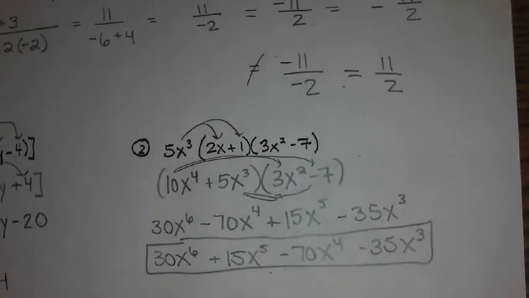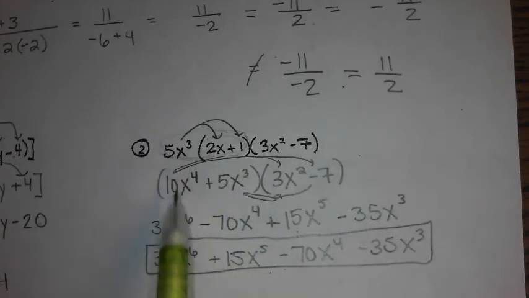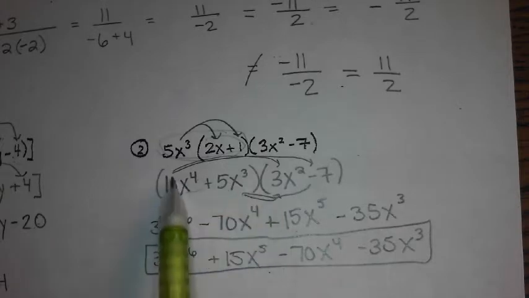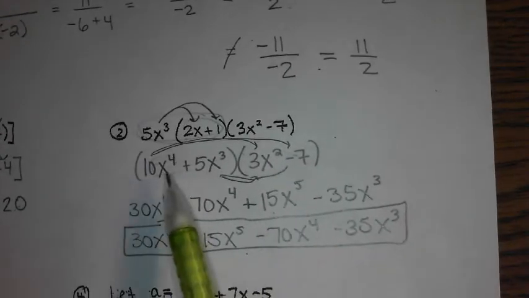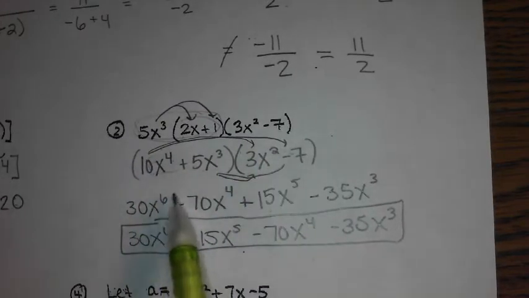Here's the way I did it. See, I distributed the 5x cubed first, just to the first one, got my 10x to the 4th plus 5x cubed, and then I went ahead and FOILed, or double distributed, whatever you call that. And little things with exponent rules, like an x to the 4th term times an x squared term becomes an x to the 6th term. So definitely some work that needs to be done there. Some polishing, which we will do.